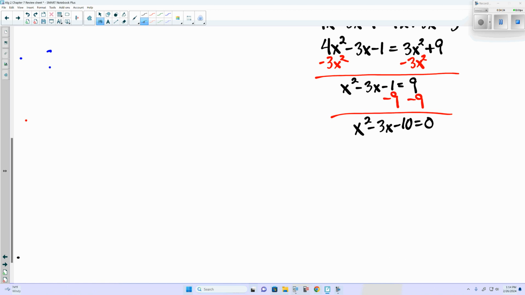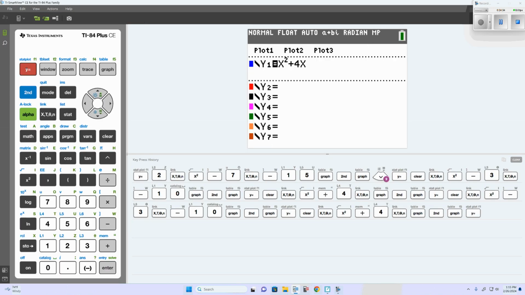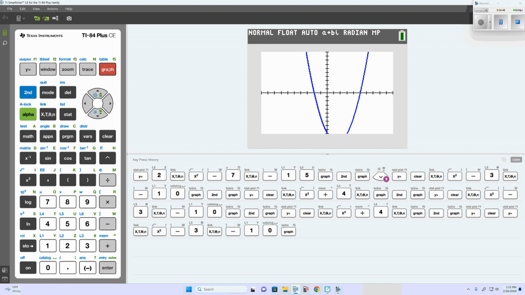Now there's 2 ways we can go from here. One of them is to factor it. We can factor this down and go from there, or we can graph it. So in the graphing calculator, the first thing we would do is hit y equals x squared minus 3x minus 10, and hit graph. And we're looking for what x values make the y value 0.